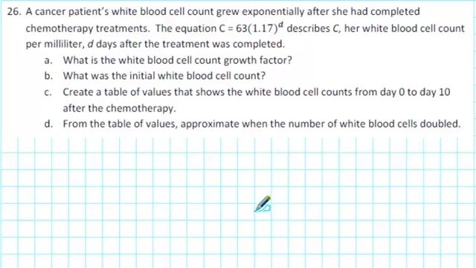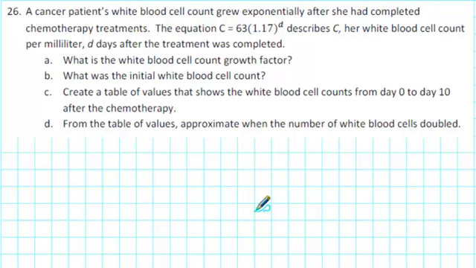A cancer patient's white blood cell count grew exponentially after she had completed chemotherapy treatments. The equation C = 63 × 1.17^D describes C, her white blood cell count per milliliter, D days after the treatment was completed.